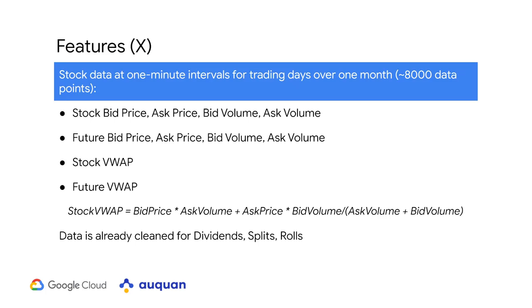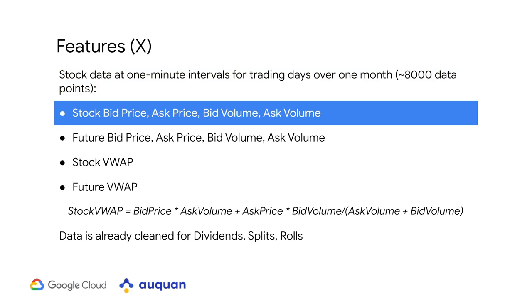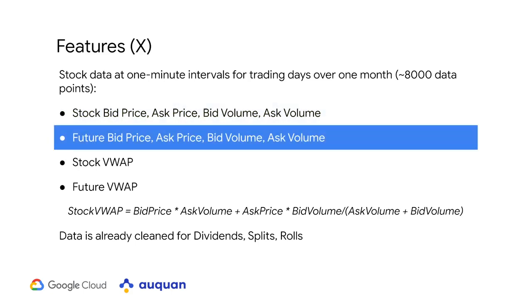In this case, we are using the following data for our problem. Stock prices of a fictitious company whose trading symbol is MQK at 1 minute trading intervals for trading days over 1 month. That is 8,000 plus data points. It has columns for stock bid price, ask price, bid volume, and ask volume. Future bid price, ask price, bid volume, ask volume, and VWAP. If you don't know what VWAP is, it is the volume weighted average price of a stock.